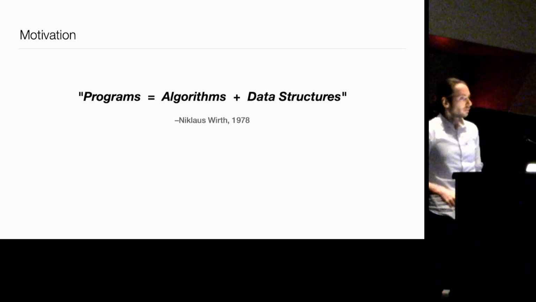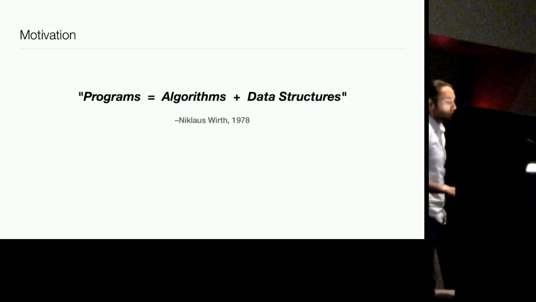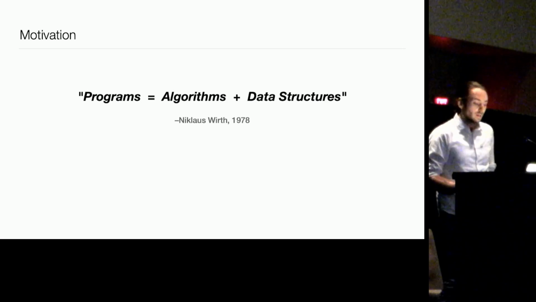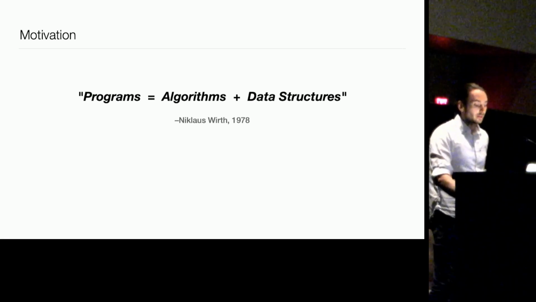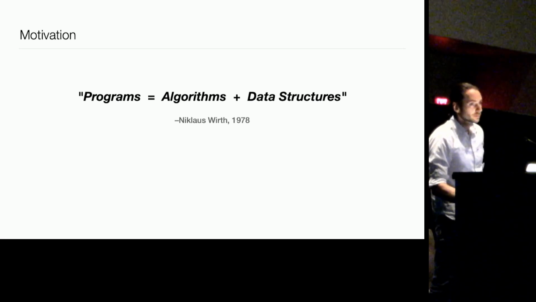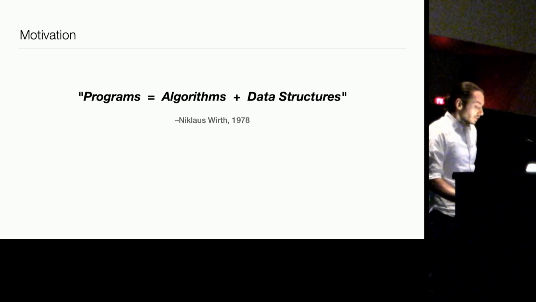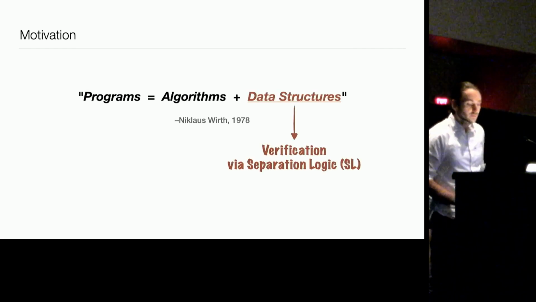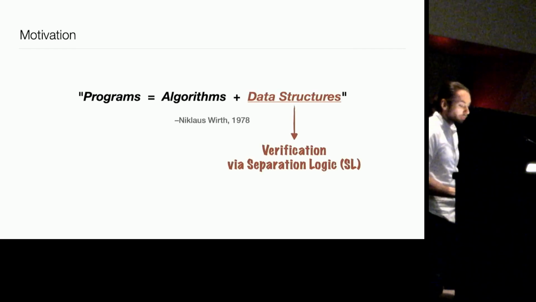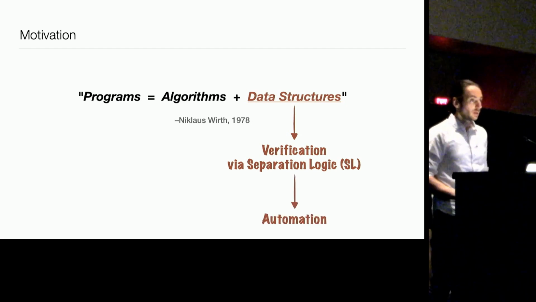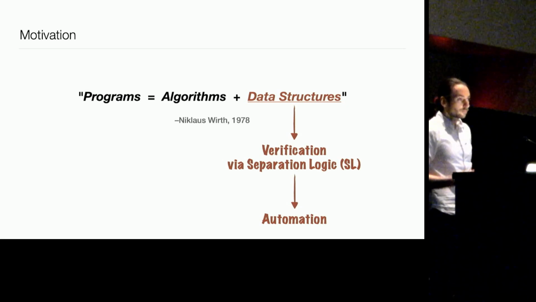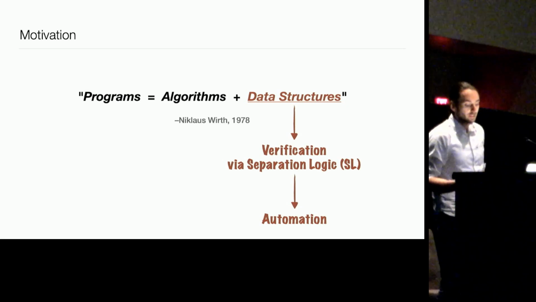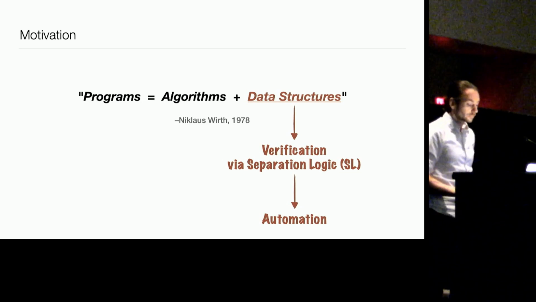So, generally speaking, we are interested in verifying programs, and this equality from the late 70s suggests that we can do that by verifying algorithms and data structures separately. And in this work, we are interested in verifying concurrent data structures using separation logic. On top of that, we strive for automation, meaning that we ultimately want to have tools that automatically generate proofs for us.